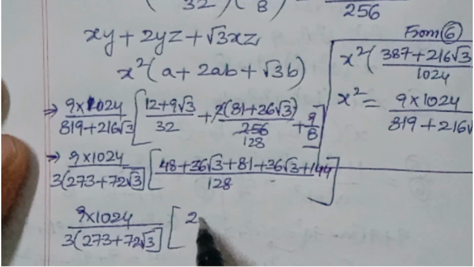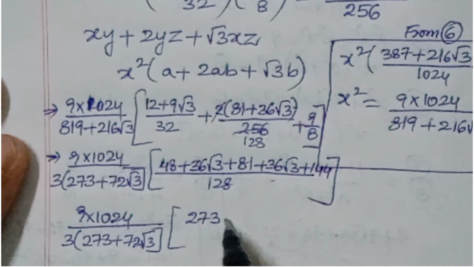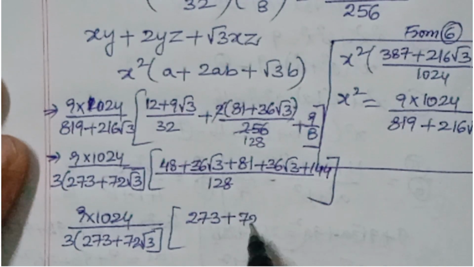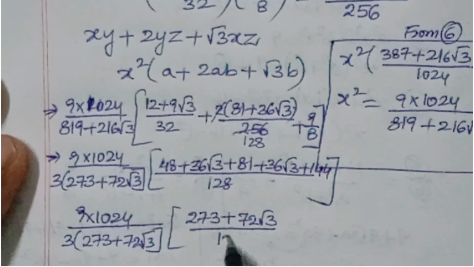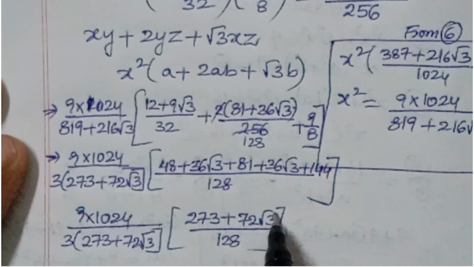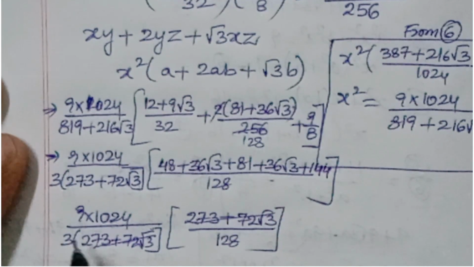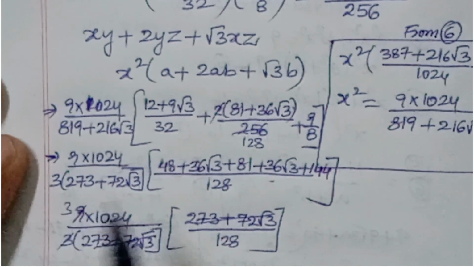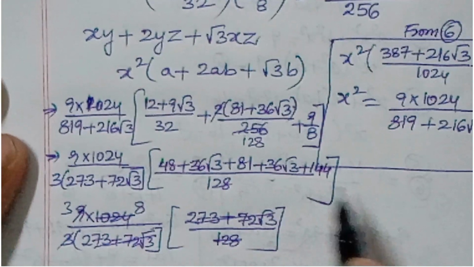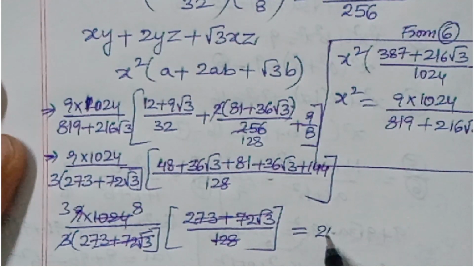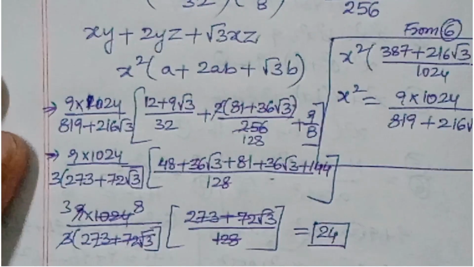Here 273 plus 72 root 3 by 128. So these two get cancelled. This will go 3 times. 128 will go here 8 times. So the required answer is 24.